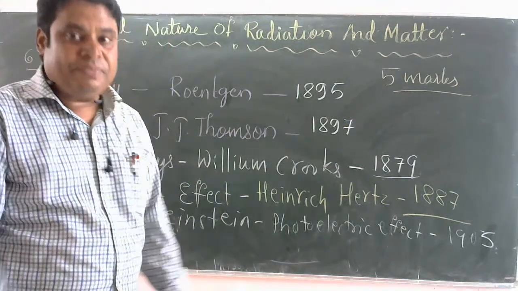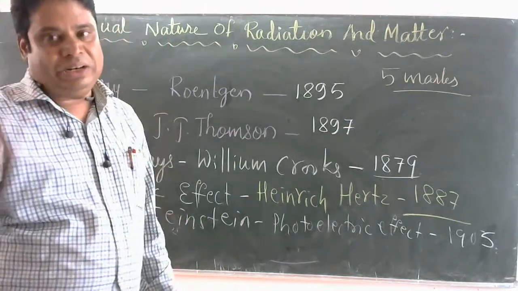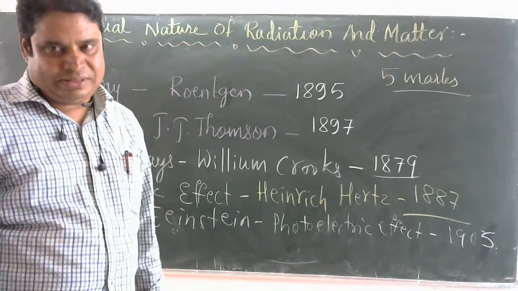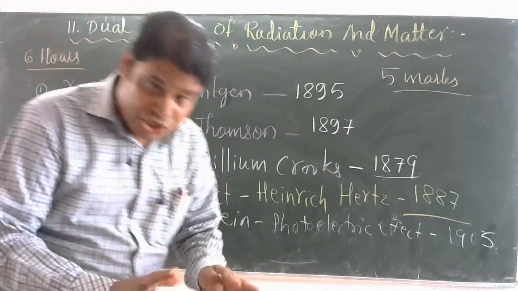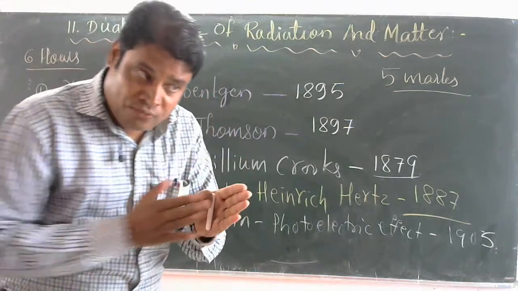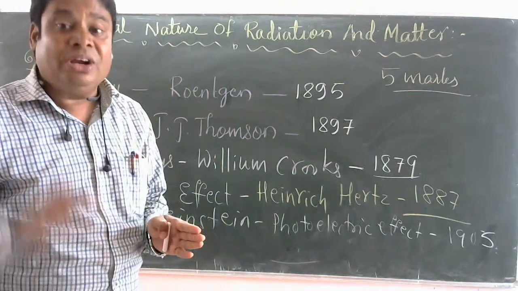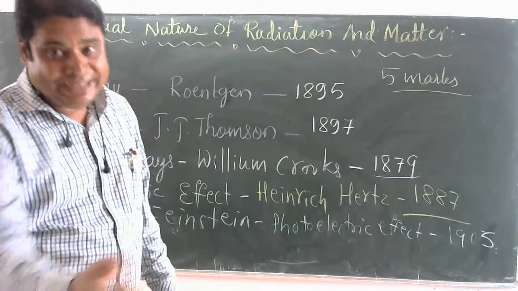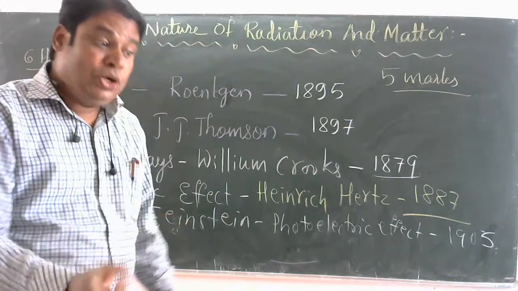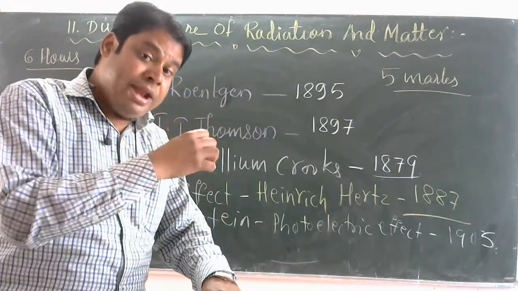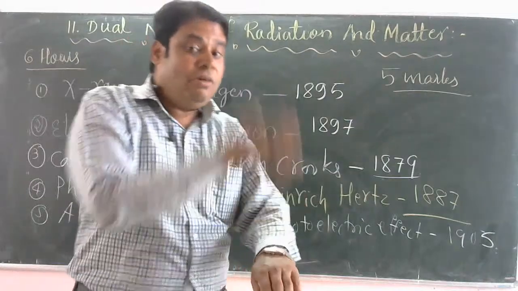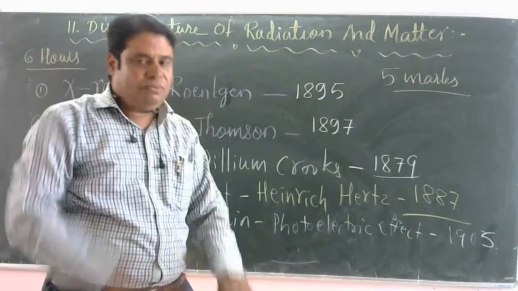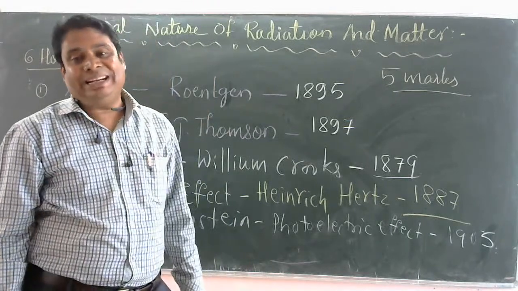some metal surface, they observe emission of electrons, negatively charged particles, which if allowed to flow through a particular direction constitute current, and that current due to these electrons, when some radiation is incident on some metal, is then called photoelectric current.